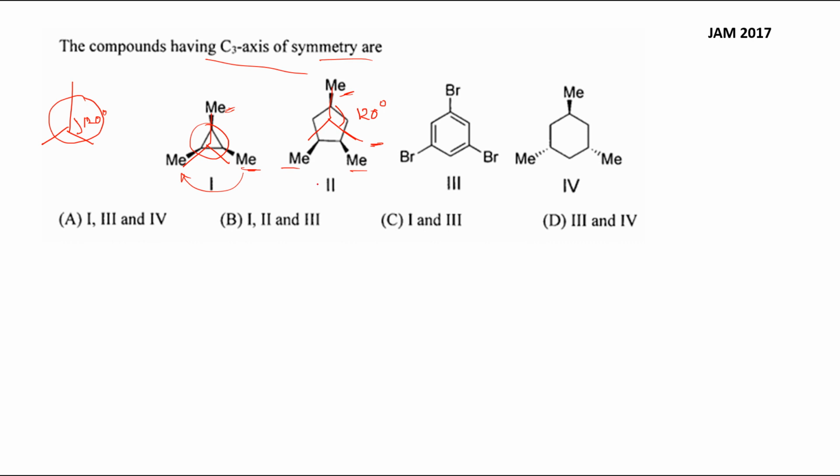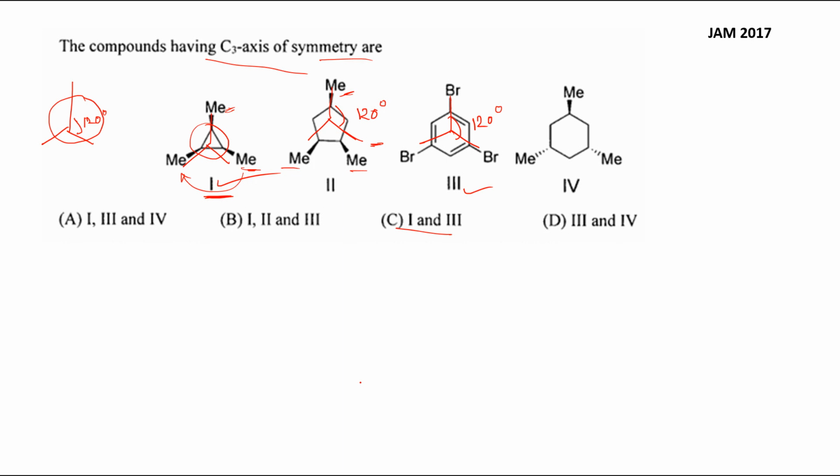Next molecule, the situation is just like one. Here also, if I consider a 120 degree rotation and the axis is perpendicular to the plane of this screen, after rotation we will get the molecule which looks exactly the same. So that is why 3 will also have a C3 axis of symmetry. So both 1 and 3, that means option C should be the correct one.